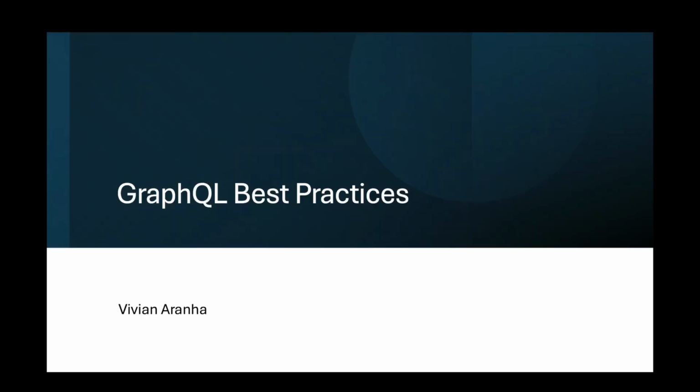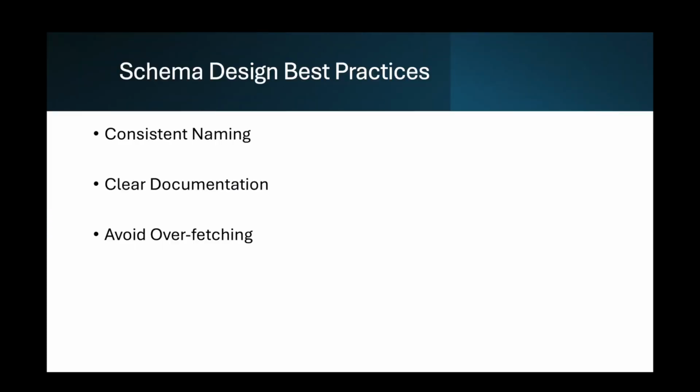Thank you. Let's go over some of the GraphQL best practices. Now, for schema design best practices, the first is consistent naming. Maintain consistent naming conventions throughout your schema to improve readability and maintainability. Next is clear documentation. Provide clear and comprehensive documentation for your schema, including descriptions for types, fields, and enums. Also, avoid overfetching. Design your schema to minimize overfetching by returning only the data that clients actually need. So that's why you use this. If you want overfetching, use REST, right? So that's why GraphQL is best for these techniques.